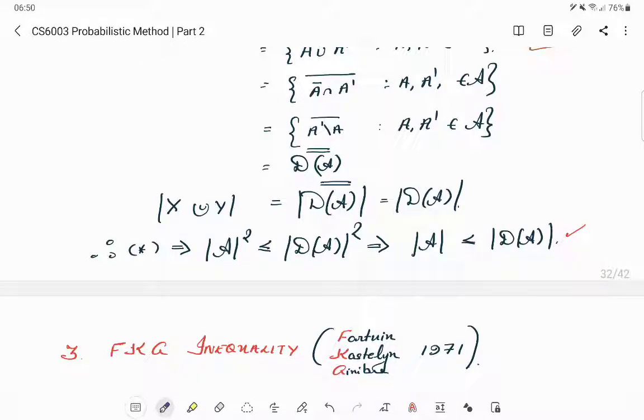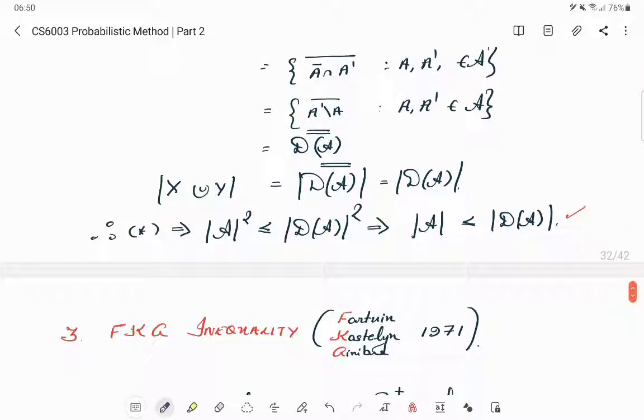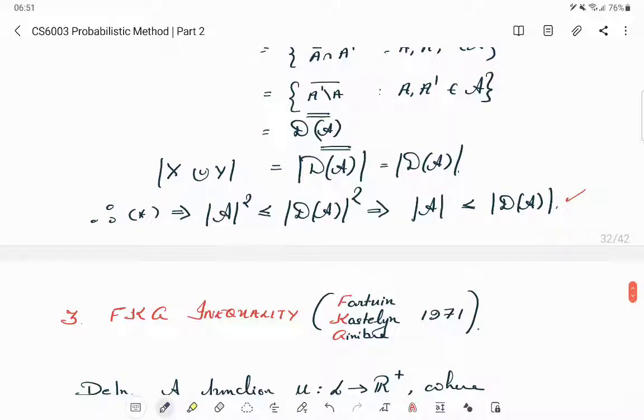In fact, Wikipedia says that this is a fundamental theorem in statistical physics and probabilistic combinatorics. So this is named after the three people who discovered this, Fortuin, Kasteleyn, and Ginibre. Okay, I'm sure I'm pronouncing them wrong, so don't take me for the pronunciation of these words. It's a theorem from 1971.